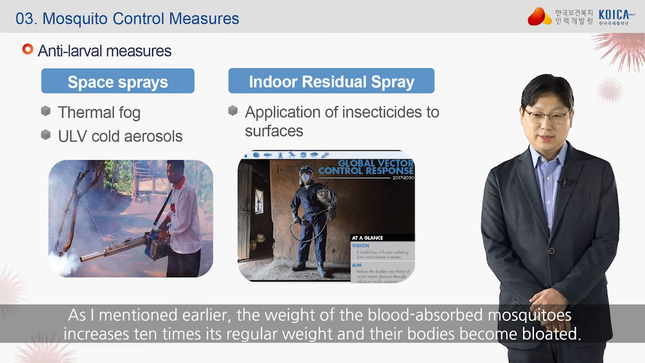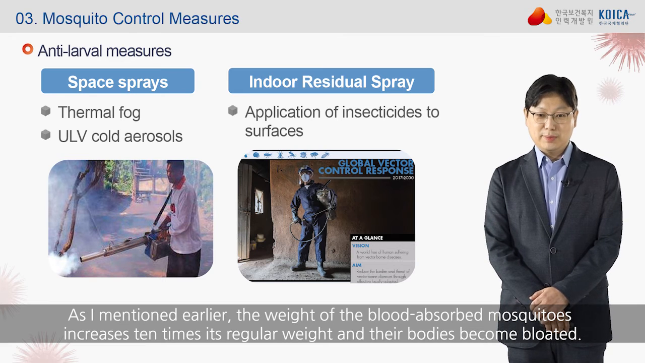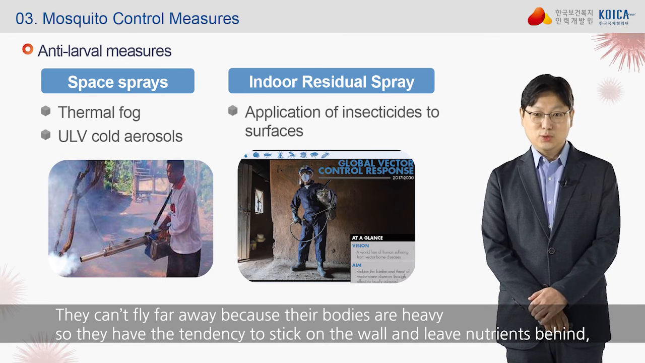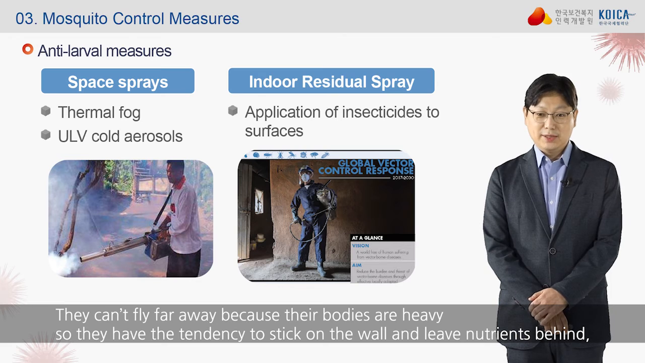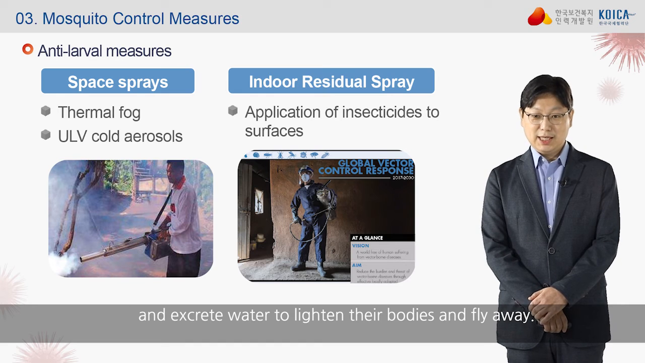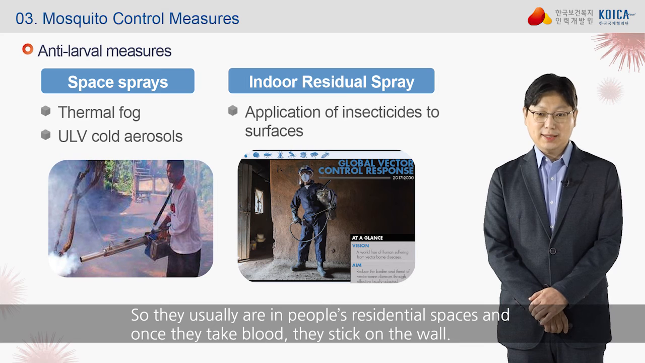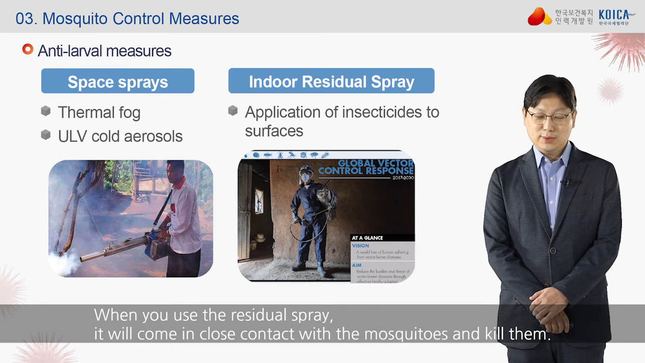As I mentioned earlier, the weight of the blood-absorbed mosquitoes increases 10 times its regular weight, and their bodies become bloated. They can't fly far away because their bodies are heavy, so they have the tendency to stick on the wall and leave nutrients behind, and excrete water to lighten their bodies and fly away. So they usually are in people's residential spaces, and once they take blood, they stick on the wall. When you use the residual spray, it will come in close contact with the mosquitoes and kill them.